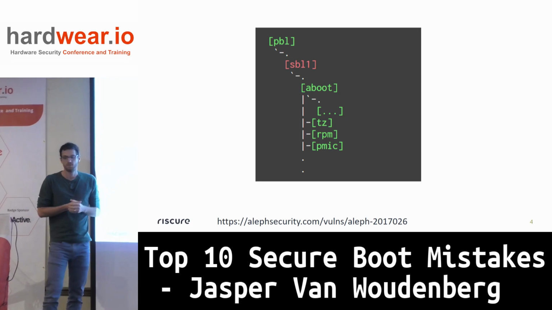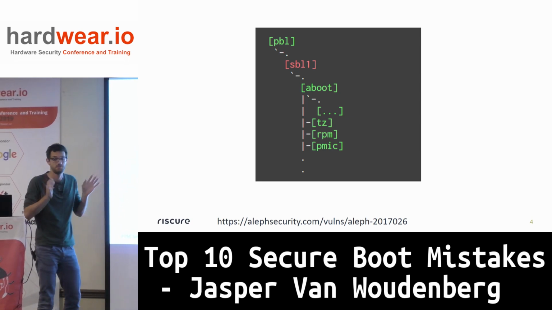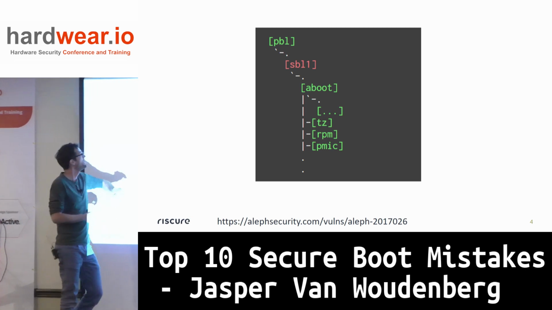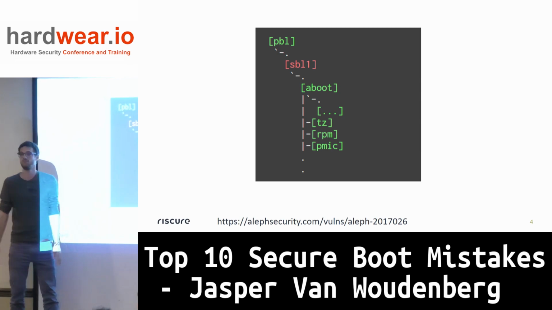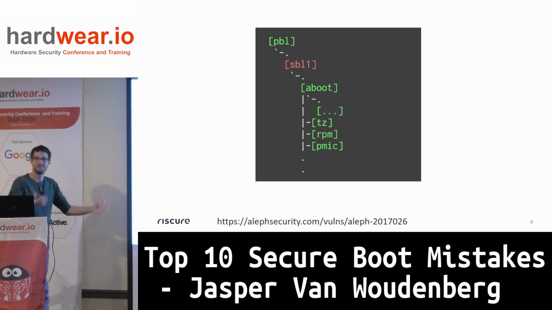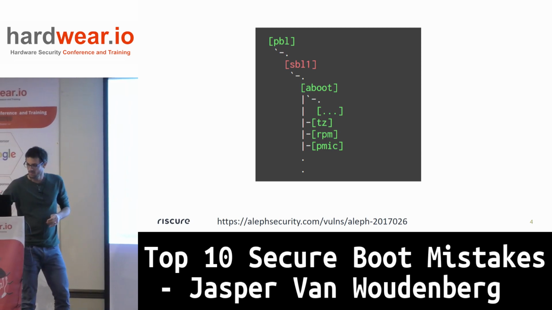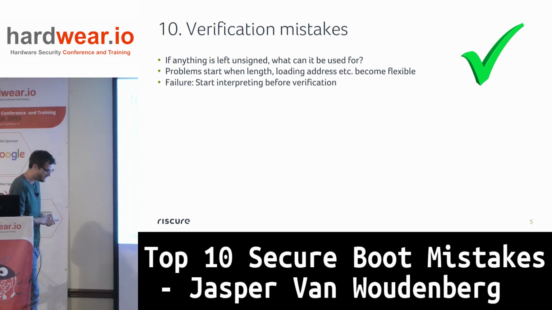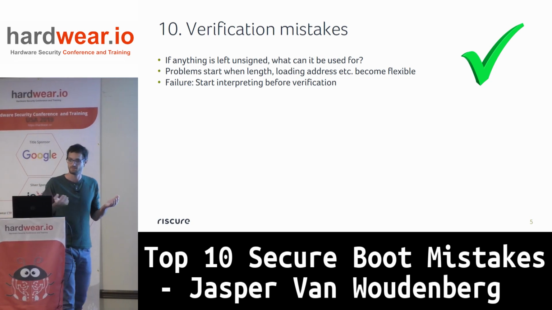But in this case, what went wrong is that somehow, for some reason, and they never figured out exactly why, the SBL was signed, but that signature was just never checked. So you could replace the SBL and just boot your own code here. So this is a theme that we see. We call it verification mistakes.